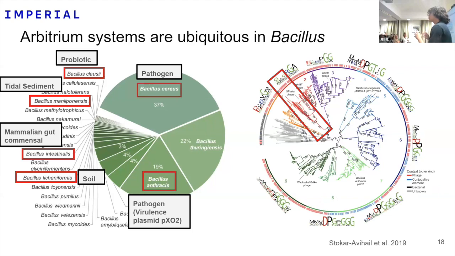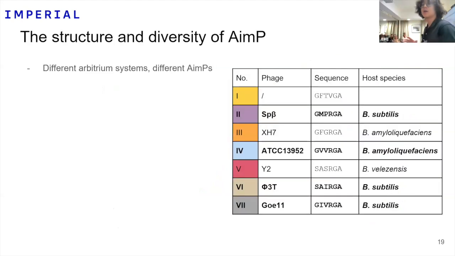And also, just to further show the diversity of arbitrium systems, this is a phylogenetic tree of the different arbitrium systems out there, and they're grouped based on the receptor AIM-R's homology. And at the moment, my project focuses on this branch right here of SPbeta-like phages. Zooming into this little branch, you can see that all of the phages in this little branch have their own arbitrium systems with their own peptides that recognize their own receptors.